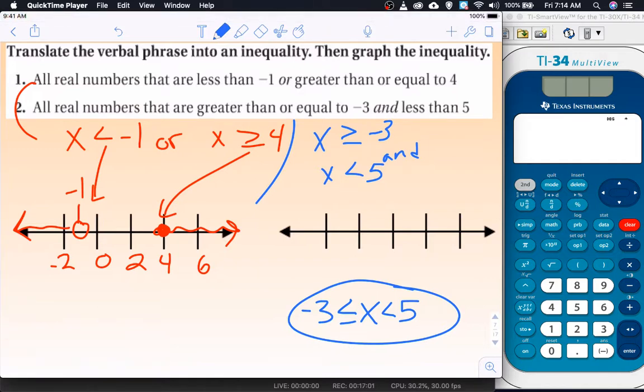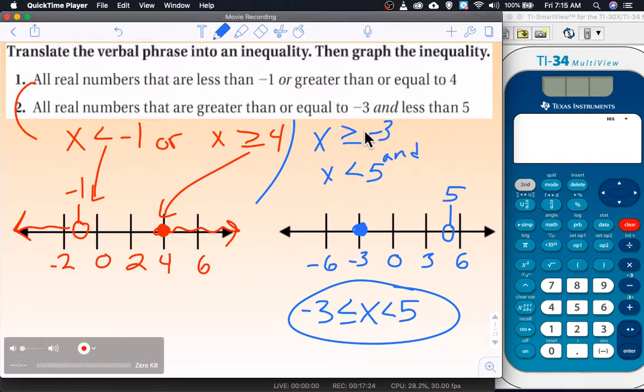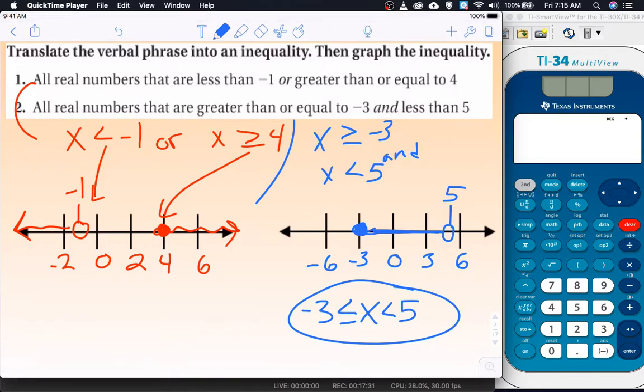-4, -2, 0, 2, 4. So counting by 2s doesn't even work. So maybe 3s. So -6, -3, 0, 3, 6 gets a solid dot at -3, gets a hollow dot at 5, and it's an and, so I'm probably shading on the inside, and I can tell from this, bigger than -3, smaller than 5, I am indeed shading on the inside.